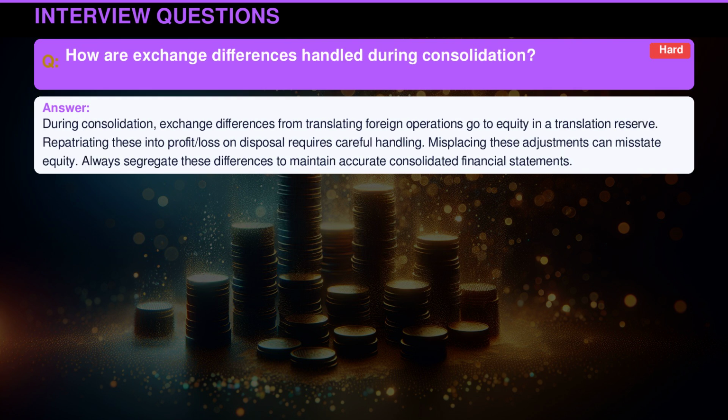During consolidation, exchange differences from translating foreign operations go to equity in a translation reserve. Repatriating these into profit or loss on disposal requires careful handling. Misplacing these adjustments can misstate equity. Always segregate these differences to maintain accurate consolidated financial statements.